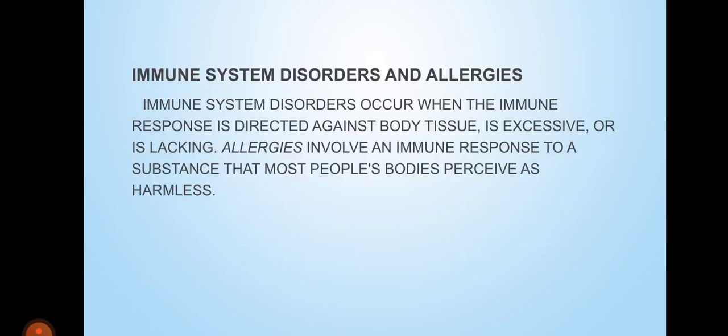We also have immune system disorders and allergies. Immune system disorders occur when the immune response is directed against body tissue, is excessive, or is lacking. Allergies involve an immune response to a substance that most people's bodies perceive as harmless.